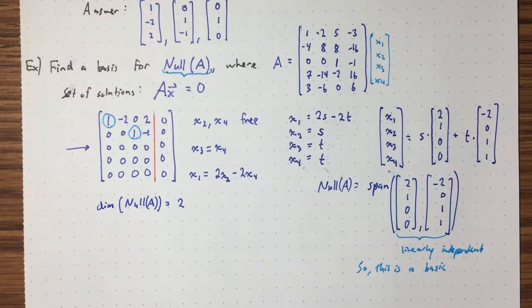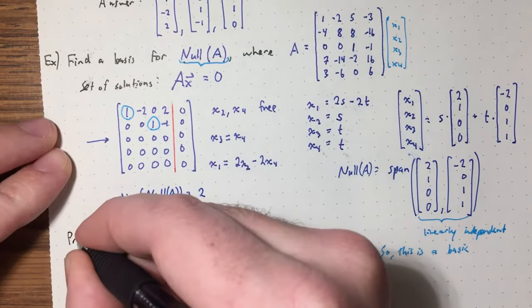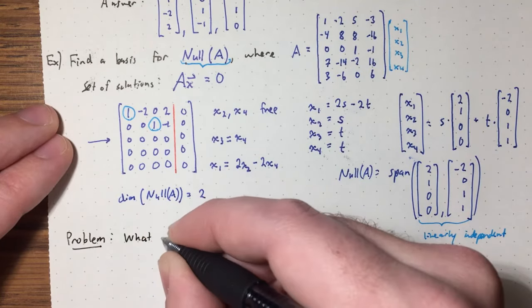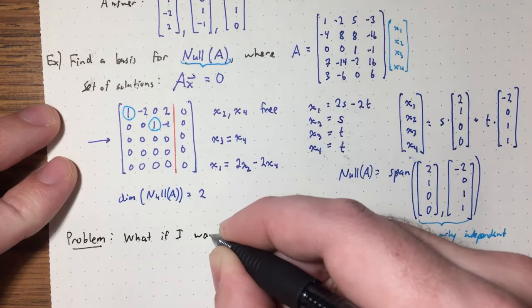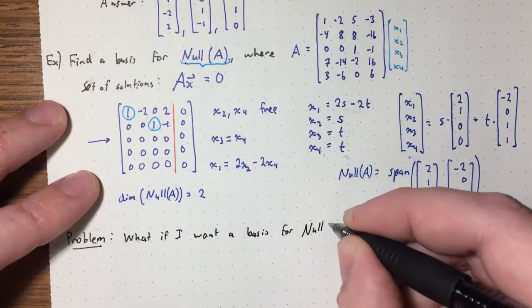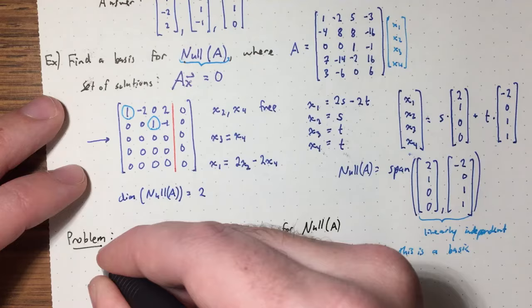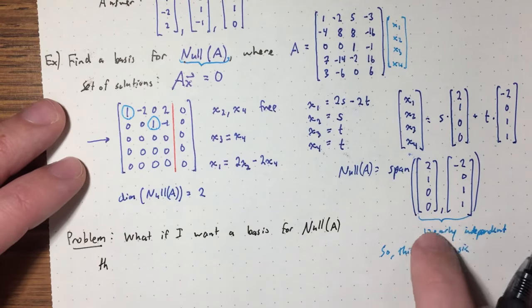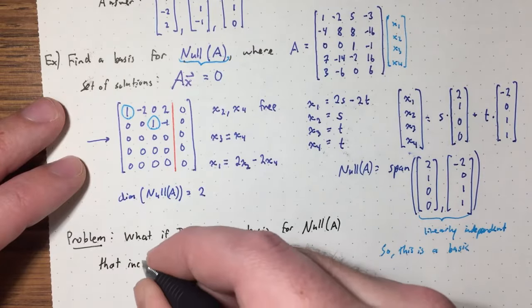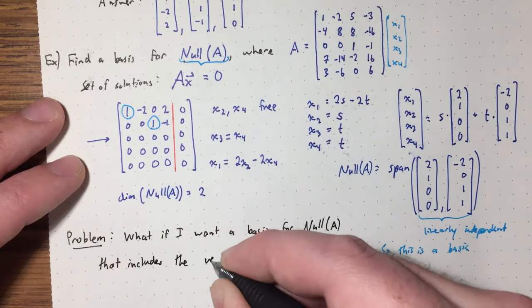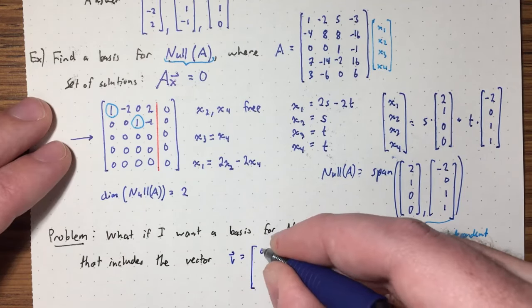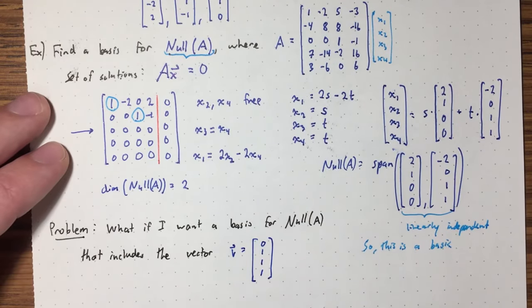Okay, we're running out of time. Let me leave you with the problem, actually. So, problem. What if I want a basis for the null space of A? Same matrix. But I want to specify, there are lots of bases. We just found one. What if I want a basis that includes the vector? I insist that my basis includes this vector. I like this vector. I want this to be in my basis.